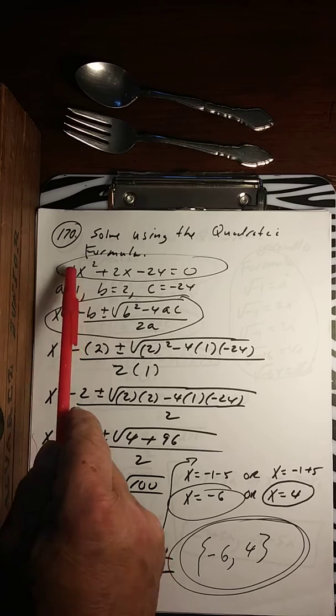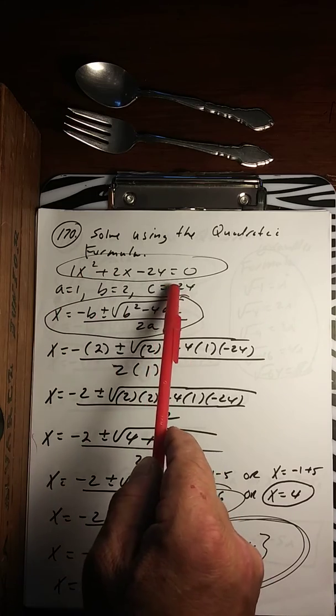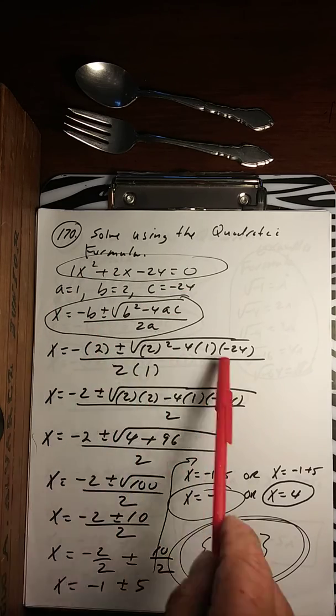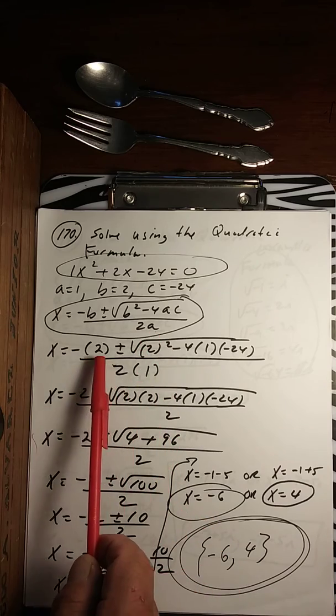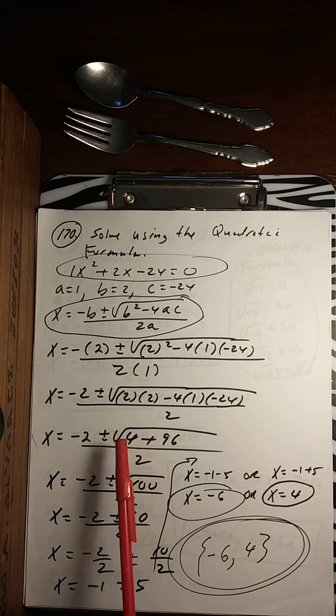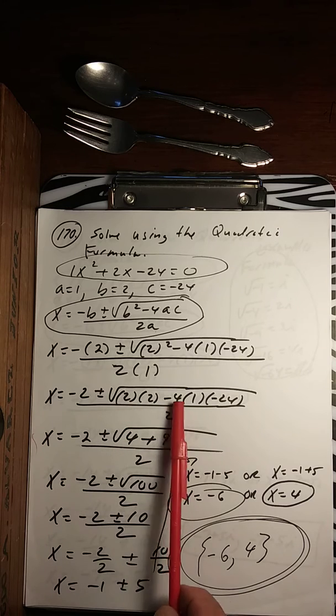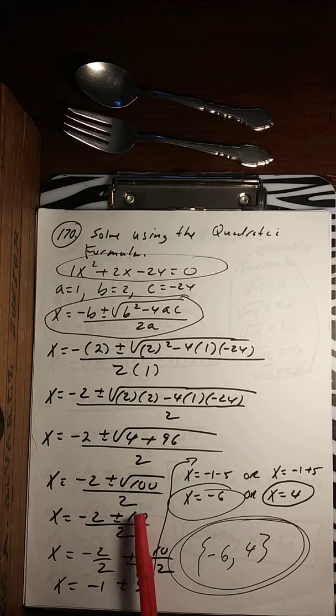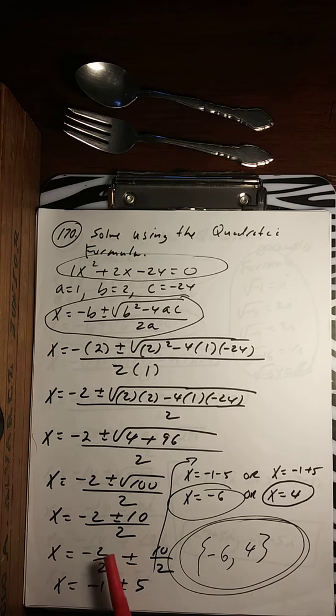So I'm using the quadratic formula again. A, B, C. A is 1, B is 2, C is negative 24. Put them in the formula right there. So now we have all the numbers. So we have 2 squared means 2 times 2, and all these numbers here. So we have 4 plus 96, negative times negative is positive, 100. The square root of 100 is 10. So we have negative 2 plus or minus 10 over 2, divide these.